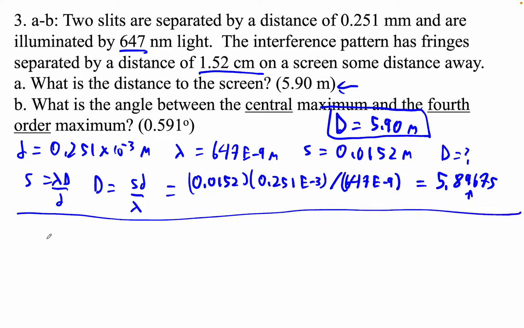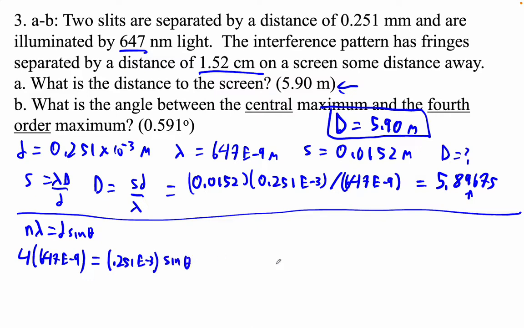Okay. So this is Young's double slit, right? So n lambda is d sine theta. And we want to go from the central to the fourth, so our n is going to be 4. And our wavelength is 647. And then that's going to equal our distance between the slits, 0.251, times the sine of that angle, right?